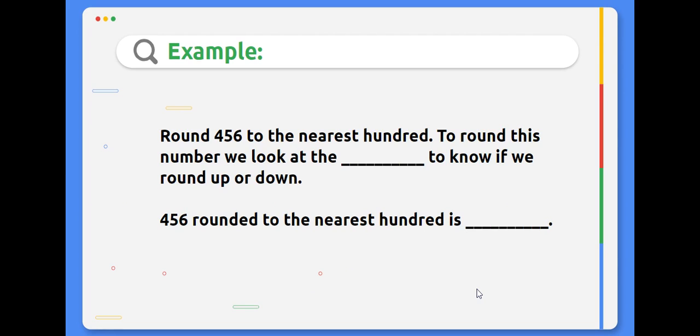Okay. So looking at this example, round 456 to the nearest hundred. To round this number, we look at the tens place to know if we need to round up or down. So to find out if 4 is going to get bigger, going from 400 to 500, or if it's going to go from 456 to 400, we look at this 5. And we find that the 5 tells us to round up. So 456 rounded to the nearest hundred is 500. Great job.